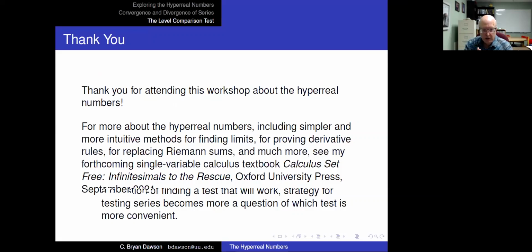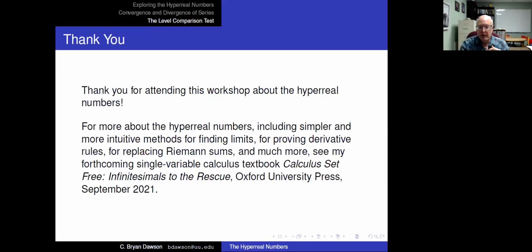And if you are curious, then I have a book coming out this fall from Oxford University Press called Calculus Set Free, Infinitesimals to the Rescue. And I invite you to take a look at that book. Faculty members, maybe you want to order that book for your library. This book has been tested in the classroom, both at Union University and at Southern Nazarene University. And the students perform better on limits and certain other items as well using these methods.